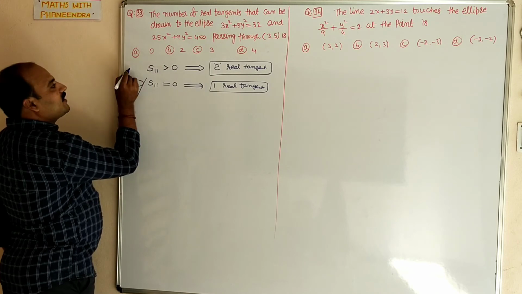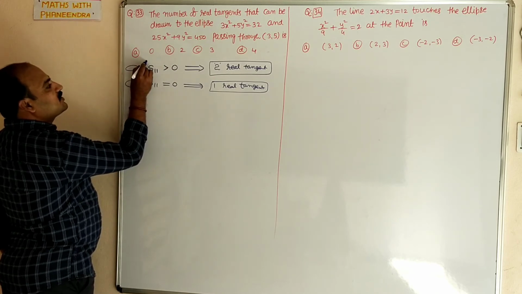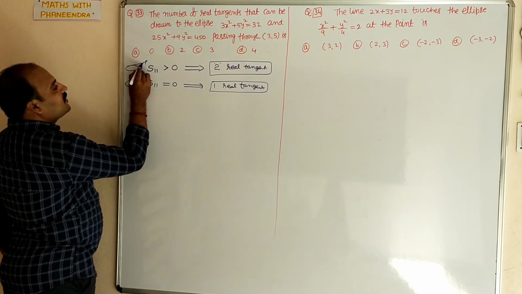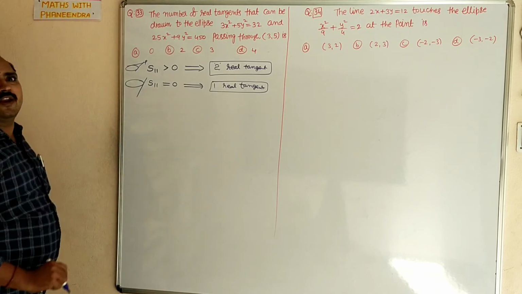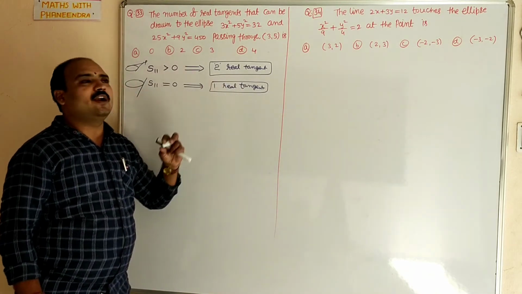Suppose S11 is greater than 0. This is the ellipse, the point is here. Here one tangent, here another tangent. Two tangents are there. That is the reason I wrote two real tangents, one real tangent.